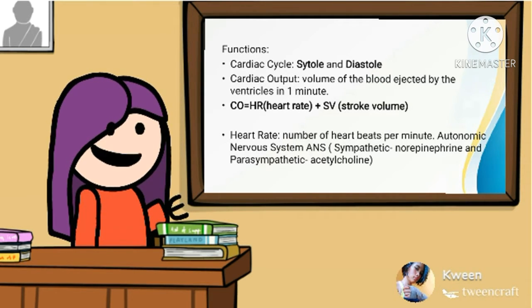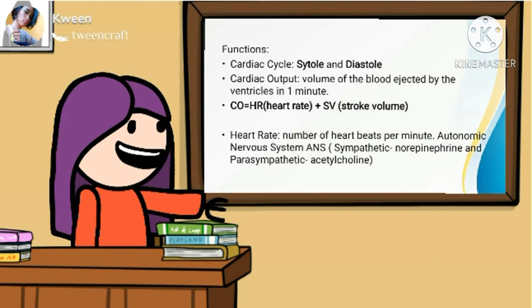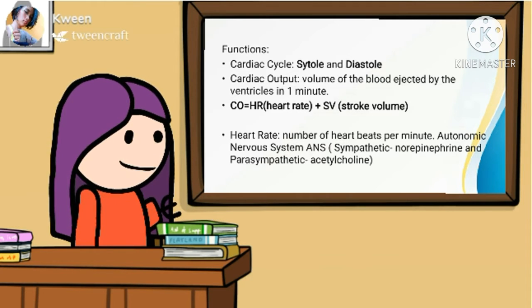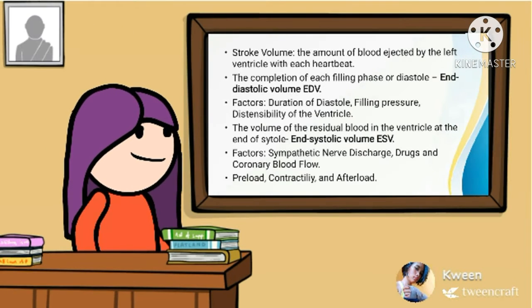How large the cardiac output is depends on how fast the heart beats, or heart rate, and how much blood is ejected with each stroke of the heart, or the stroke volume. These can be expressed by an equation: cardiac output is equal to heart rate multiplied by stroke volume. Heart rate is the number of heartbeats per minute. The autonomic nervous system, or ANS, regulates the heart rate through the sympathetic and parasympathetic nervous systems. Stroke volume is the amount of blood ejected by the left ventricle with each heartbeat.